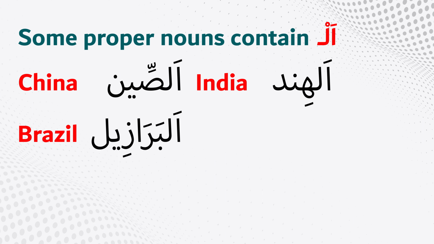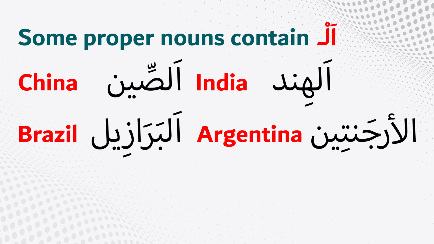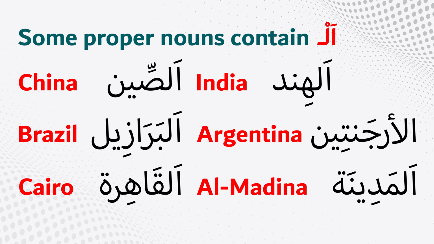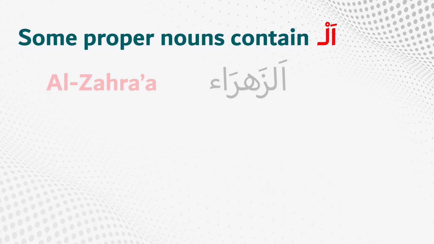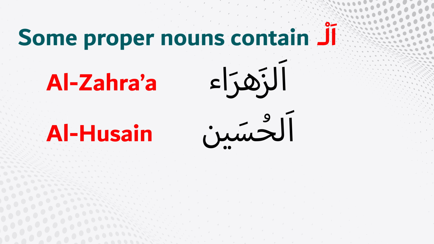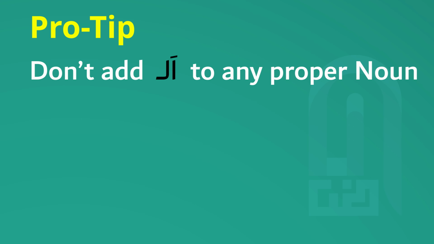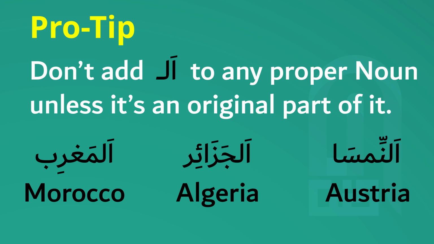Brazil, al-Brazil. Argentina, al-Argentine. Even some city names like the capital of my country, Cairo, Al-Qahira, Al-Madinah in Saudi Arabia, Al-Madinah. Some human names have also the same pattern like Al-Zahra, Al-Hussein, Al-Walid, and many more. Here is a pro tip. Don't add the definite article al to any proper noun unless it's an original part of this noun.